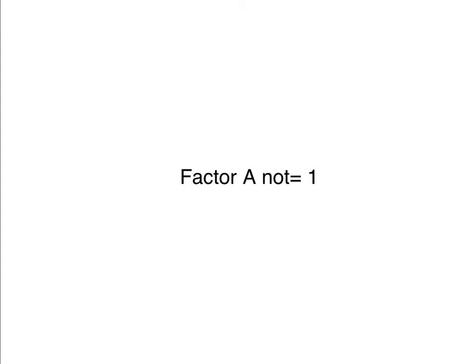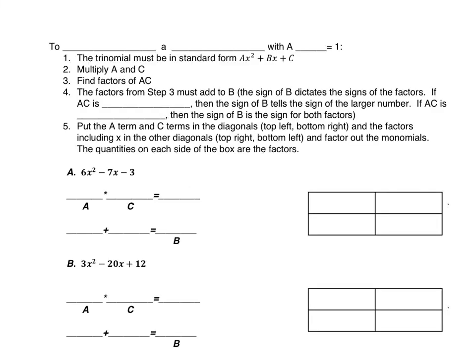In this tutorial, we will look at factoring a trinomial when a is not equal to 1. To factor a trinomial with a not equal to 1, we need to look at a few things. The trinomial must be in standard form, so ax squared plus bx plus c. We're going to start off just like we did when a was equal to 1, multiplying a and c and finding the factors of ac.